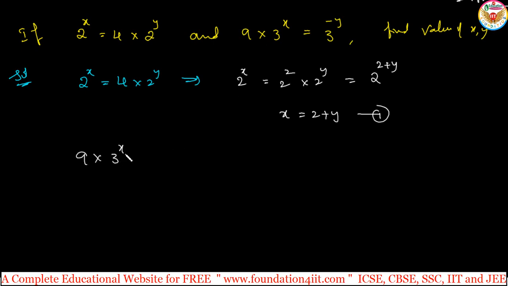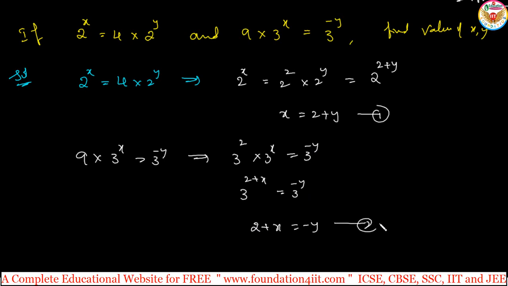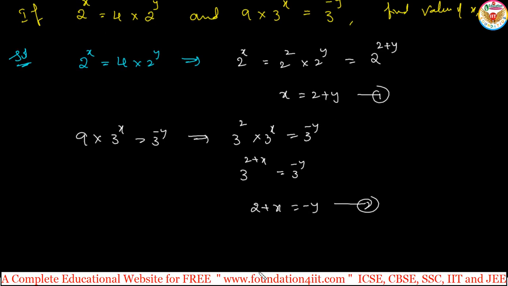And the next part, 9 into 3 power x is equal to 3 power minus y. That means 9 we can write 3 square into 3 power x is equal to 3 power minus y. That is 3 power 2 plus x is equal to 3 power minus y. That is 2 plus x is equal to minus y. Equation 2. Now by solving or elimination method, 1 and 2, we'll get x and y values.